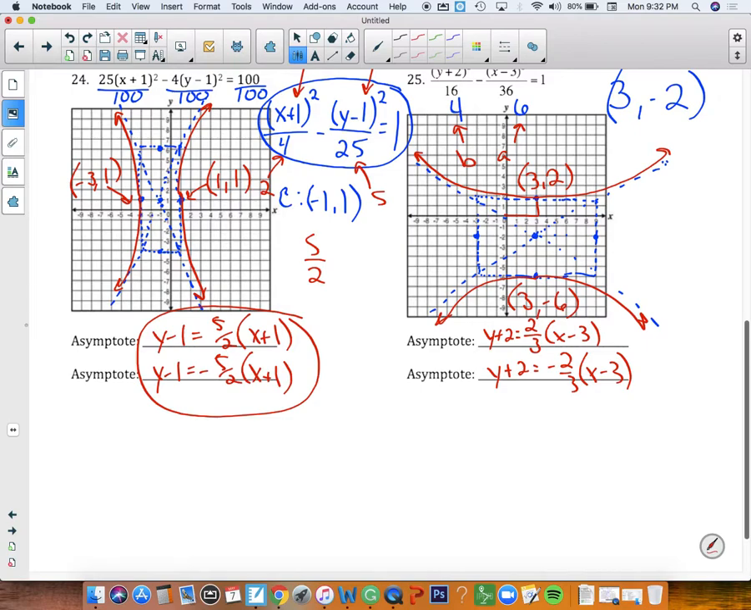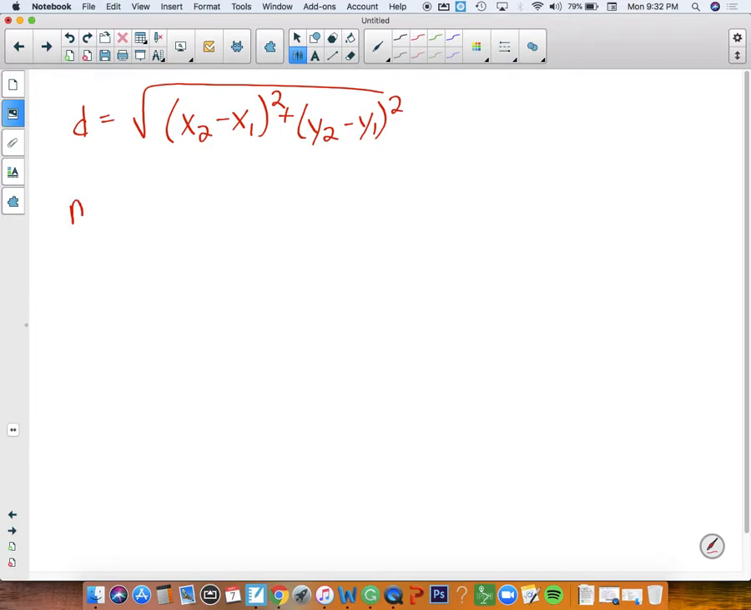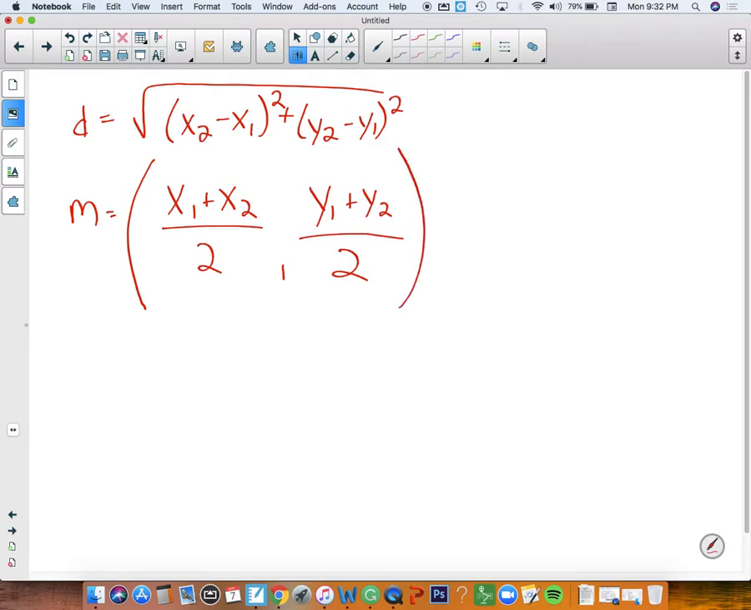All right? So a couple other things that we need to remember when we're working on this stuff in this chapter. We need the distance formula. Okay, so the distance formula, let me write that differently. I want lowercase d. Distance equals square root x2 minus x1 squared plus y2 minus y1 squared. That's your distance formula. We also need the midpoint formula. Okay? So midpoint, average of the x's. So add the points together and divide by 2. Average of the y's. That's your point. So you need those two formulas.